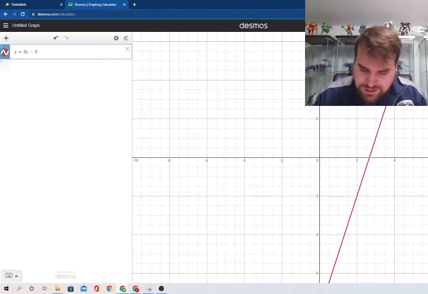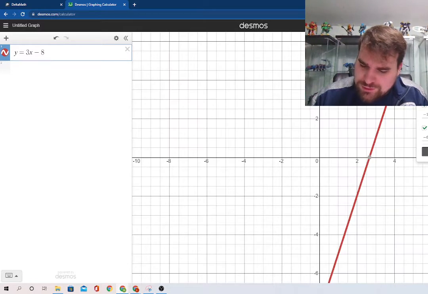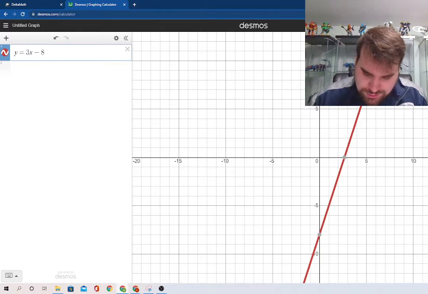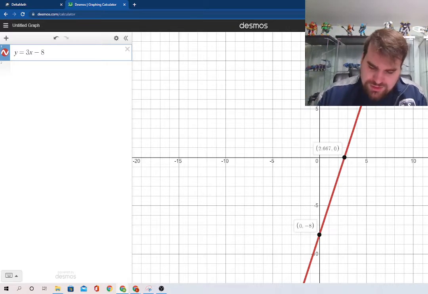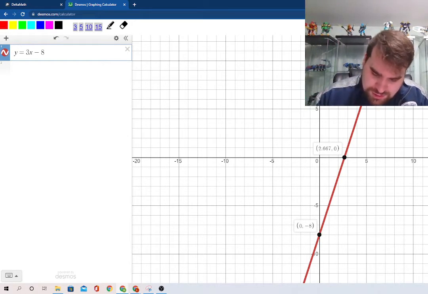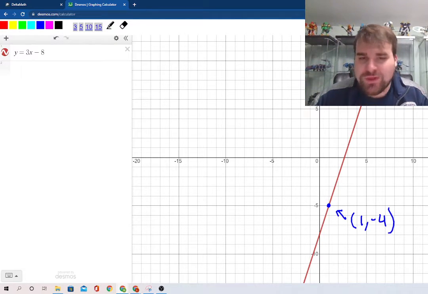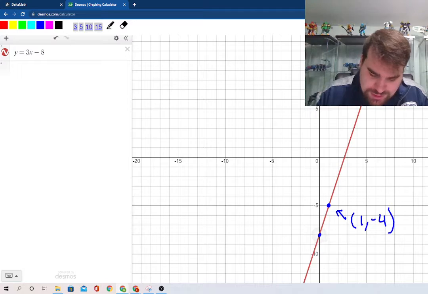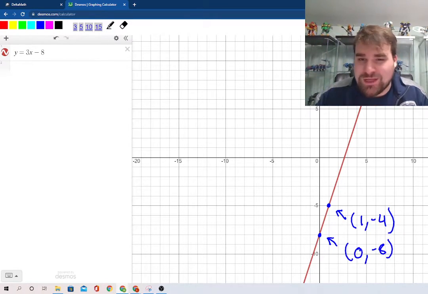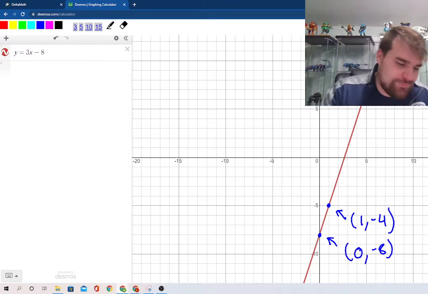As I look at this, I am going to zoom out just a little bit, to make it easier for you guys to see on screen. And I'm going to see, okay, well, this line passes through negative 8. And then this line looks like it also passes through this point right here, 1, negative 4. So I'm going to use these two coordinates, 0, negative 8, and 1, negative 4, to copy this line over to my DeltaMath graph.